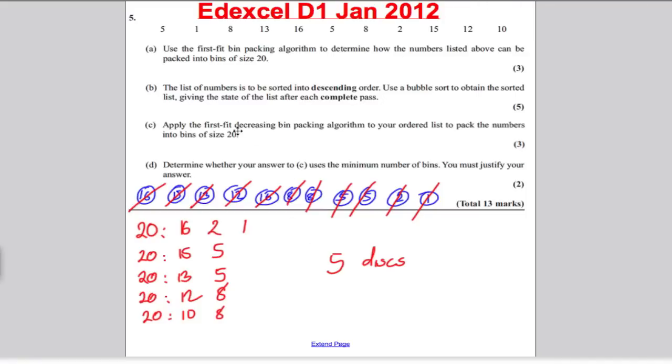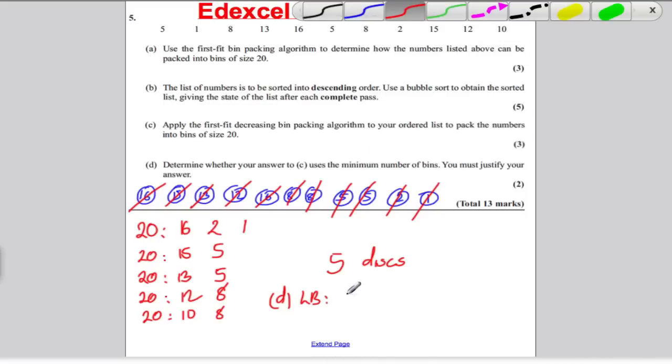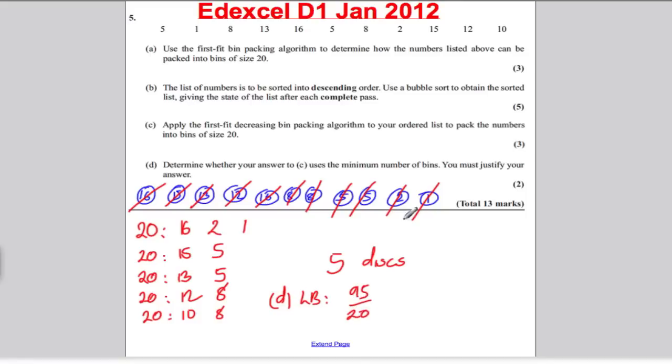And the last one says for us, determine whether your answer uses the minimum number of bins. Well, what I would do for part D is work out the lower bound. The lower bound is the sum of all these divided by 20. So that would be equal to 95 divided by 20. And I get for that, when I do that, 4.75. So the lower bound must be 5. Therefore, yes, it is the minimum because it equals the lower bound.